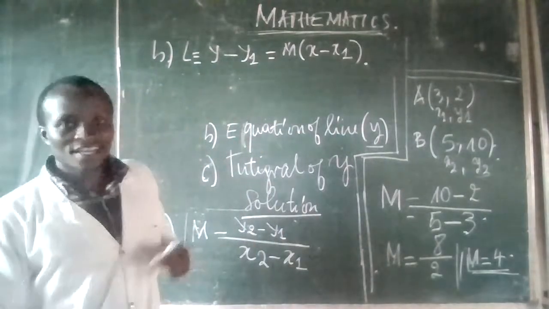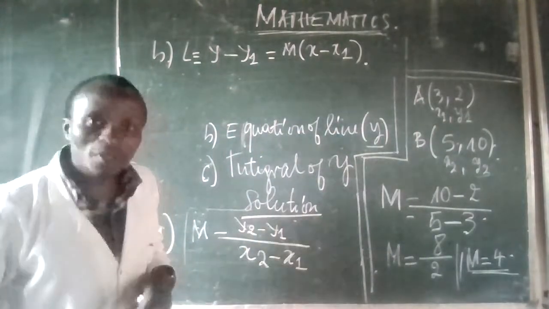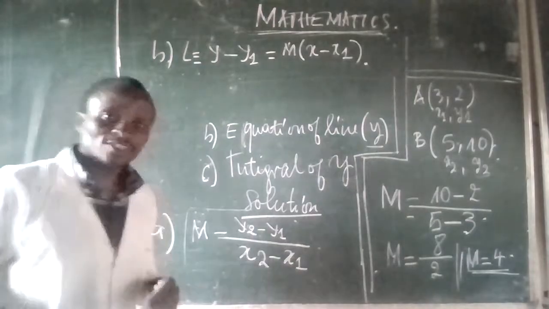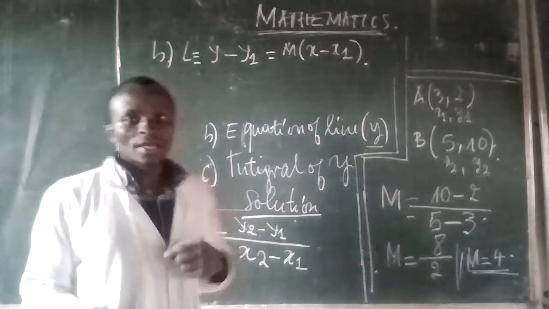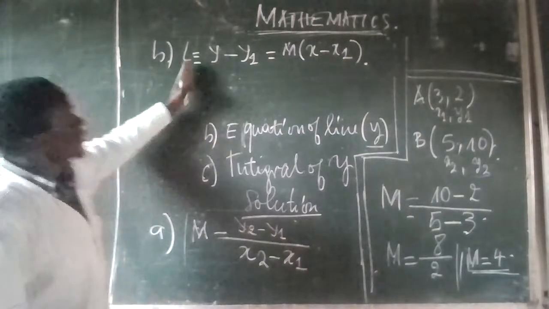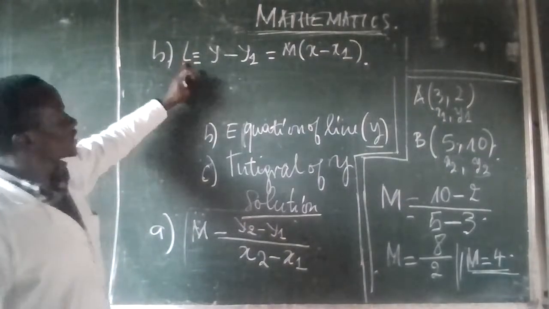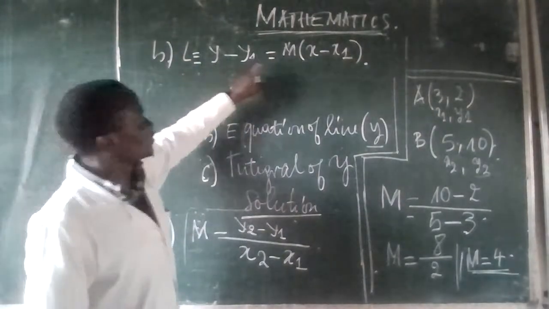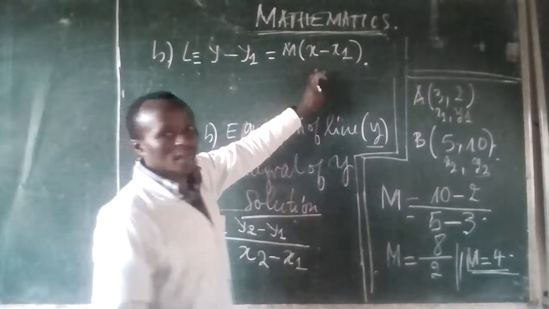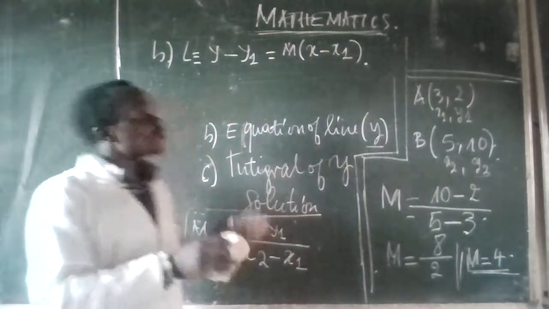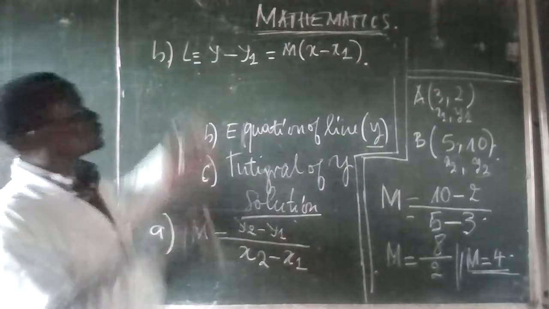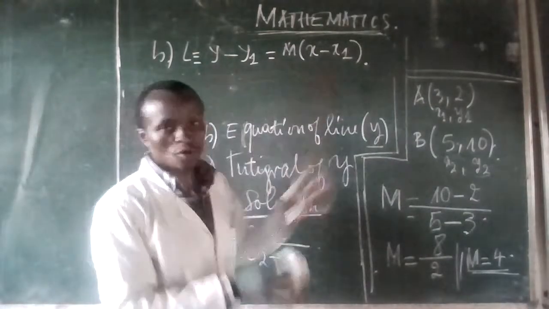Are you together? The people from Rwanda, how are you doing, please? Even the others from outside Rwanda, in India, how are you doing also? Yes, let us continue. So now our equation of line is y minus y1, which is equal to m, open the bracket, x minus x1, close the bracket. So this is the general formula used for finding the equation of line, right?